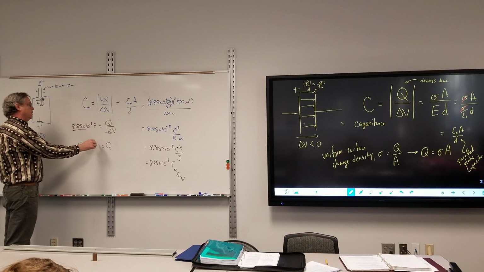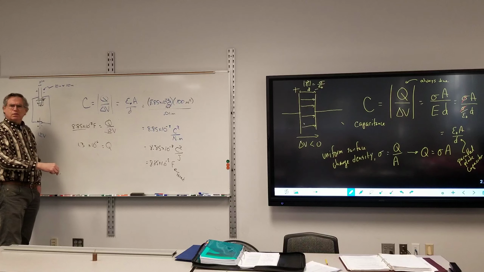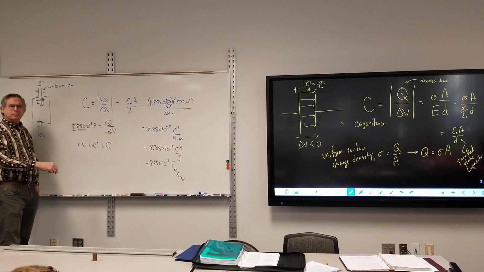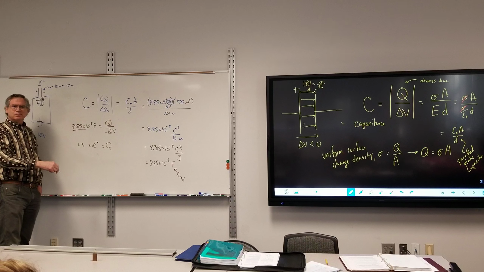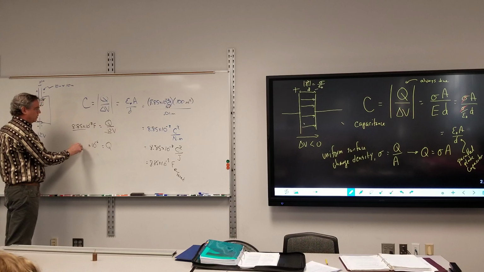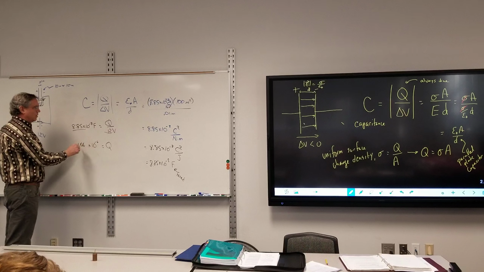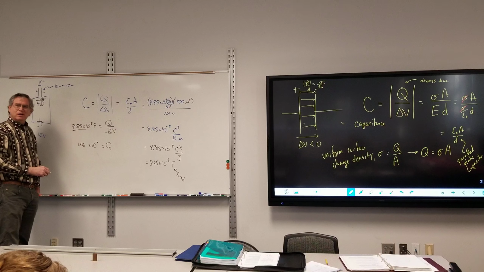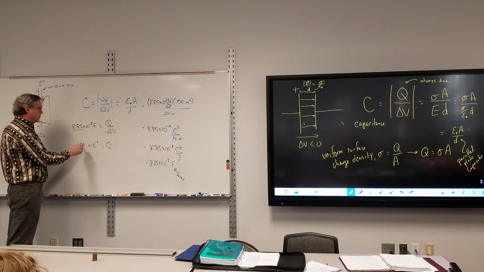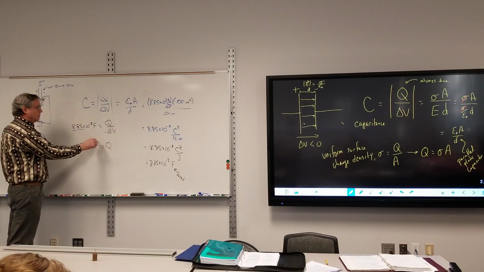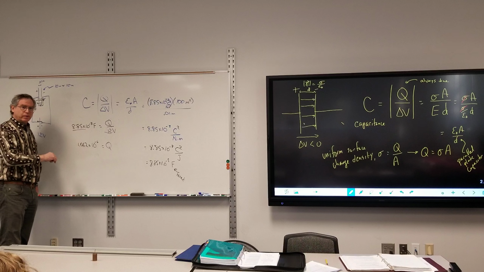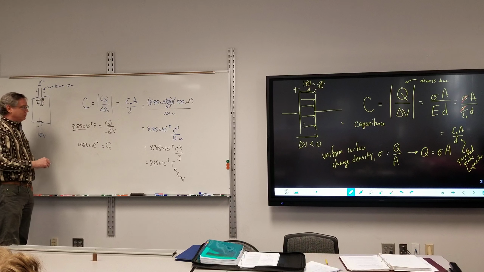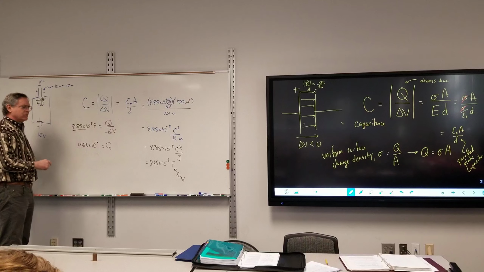Times 10 to the negative 6th. 1.062 times 10 to the negative 10? No, negative 6. 1.062 times 10 to the negative 6. Okay, I see what I did wrong. I did negative 12. Units?